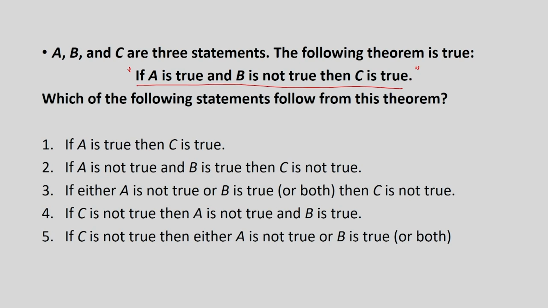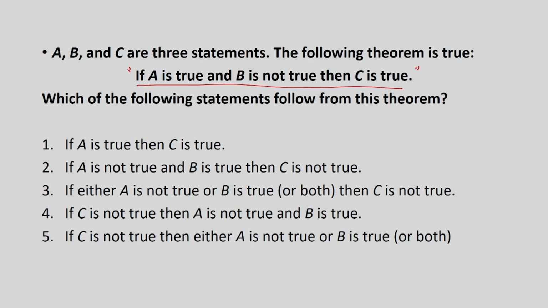Number 1, if A is true, then C is true. Number 2, if A is not true and B is true, then C is not true.